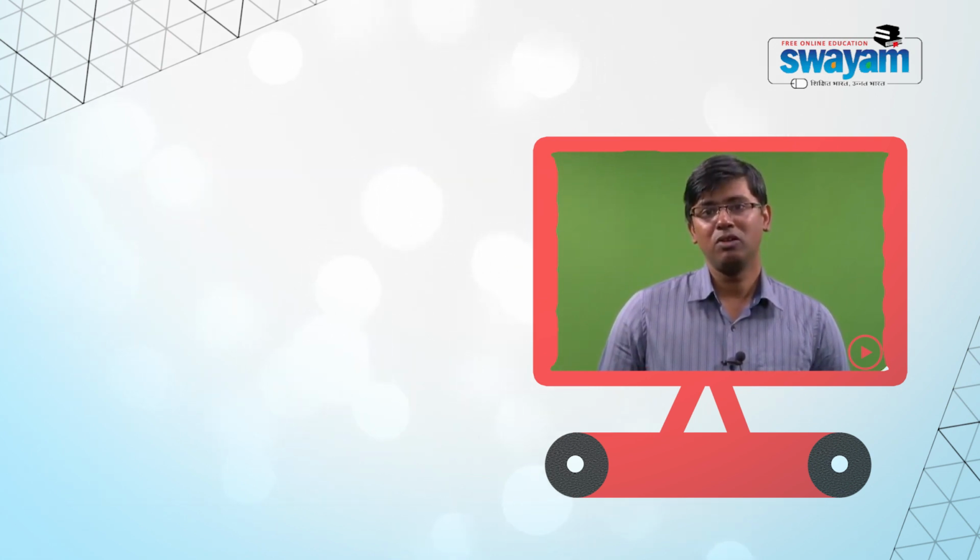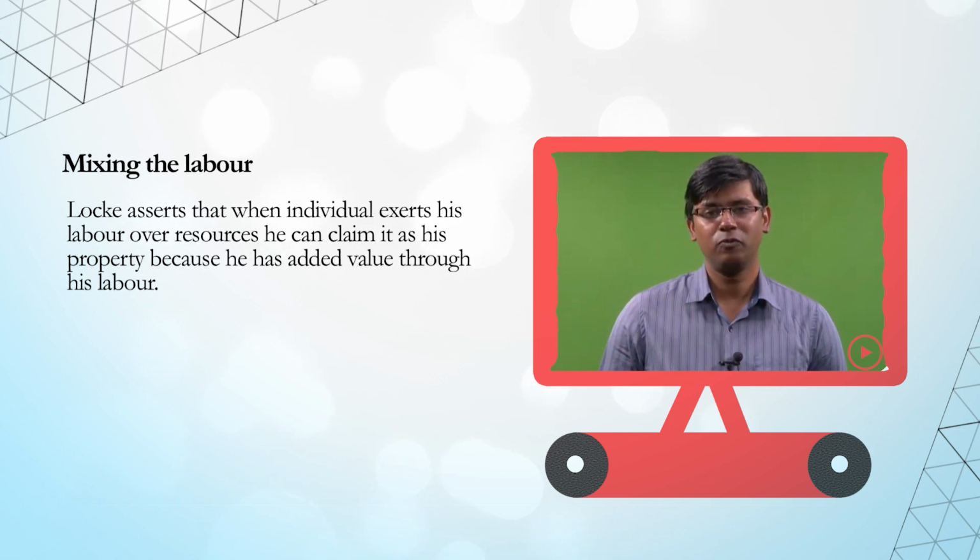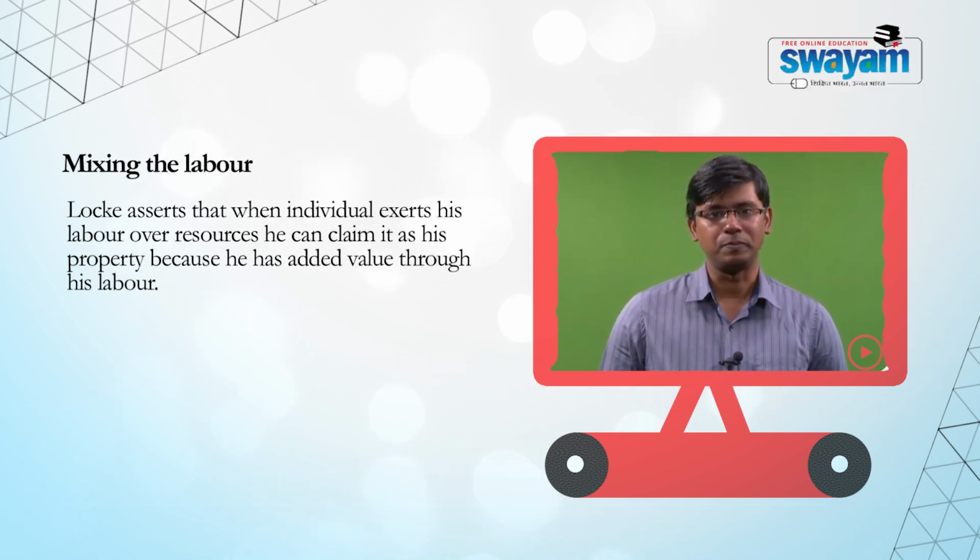Now, but Locke puts in a certain rider here. That rider basically is, Locke asserts that when an individual exerts his labor over resources, he can claim it as his property because he has added value through his labor. Say, for instance, if an individual digs the ground and while digging he manages to get gold, then according to Locke, that gold would become the property of the individual because the individual was the one who actually used his labor to dig and find the gold, right?